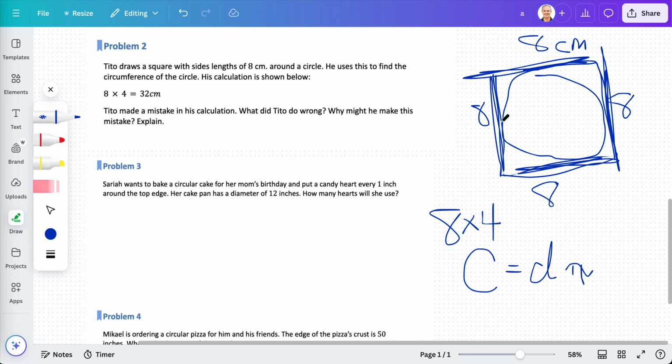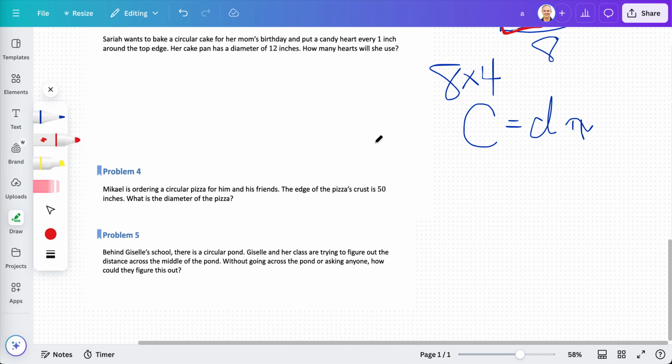Now, we know that Tito's calculation is going to overshoot the circumference because there are these corners here that we don't need, basically.